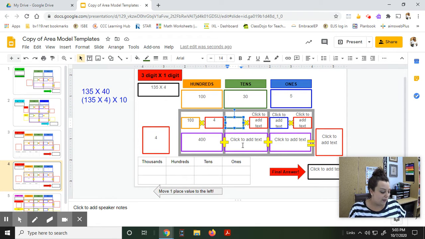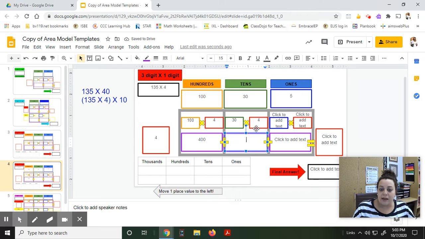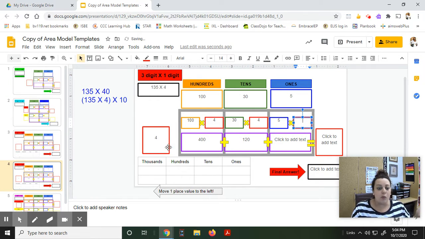Next is the tens place. In the green box, we're going to put 30. And again, we're multiplying by our 1 digit, which is a 4. I'm thinking quick math here. I know that 4 times 3 is 12, and then 30 has that extra 0, so that answer is 120. And then in the ones place, we've got the 5. Once again, multiplying by our 1 digit, 4. 5 times 4 is 20.